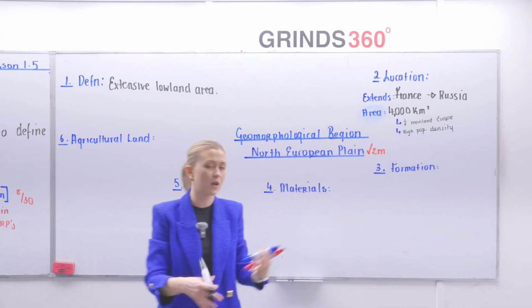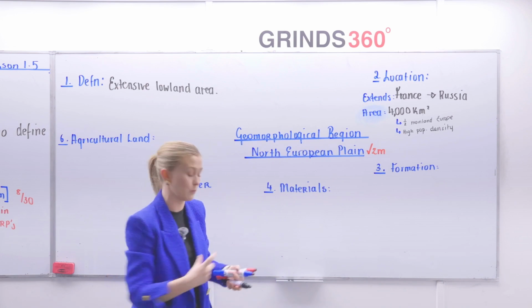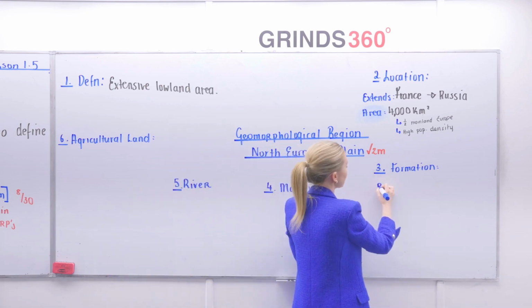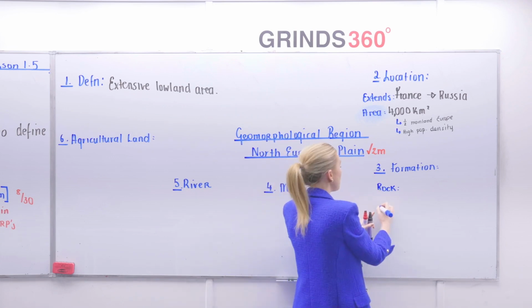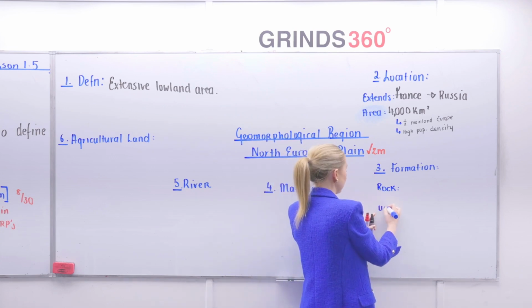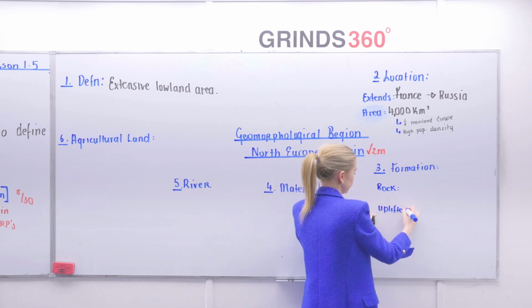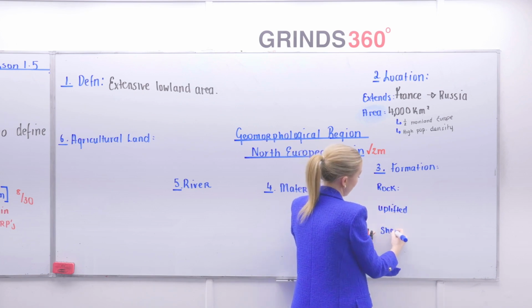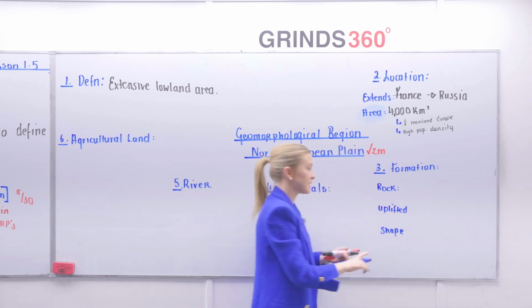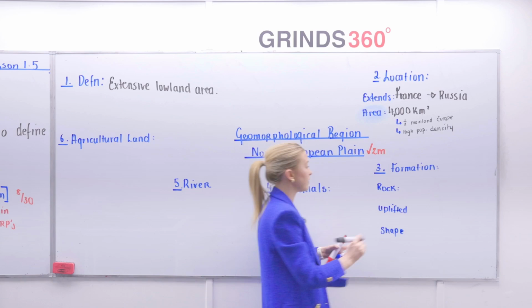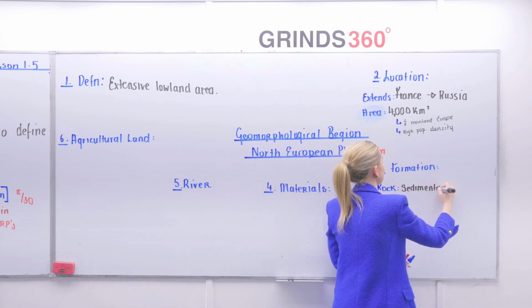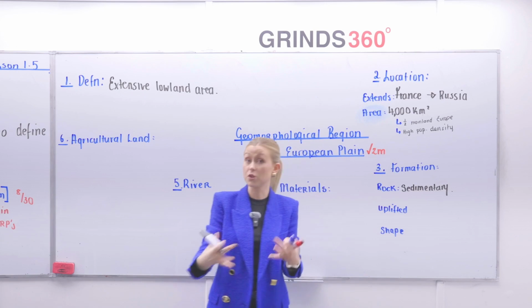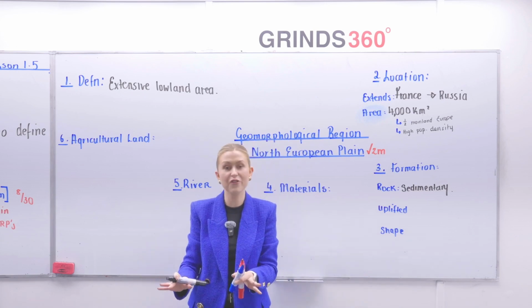Now, the formation is sometimes very difficult to explain in such a small section. So let's think about the points we actually want to hit for our examiner. We want to tell them the rock type. We want to say when it was uplifted. And we want to say the shape of the rock. So in this case here, the rock type to start off with. Well, we know that this area is covered by sedimentary rocks, so the like of limestone, sandstone, and shale. Don't be afraid to add that in for your examiner.